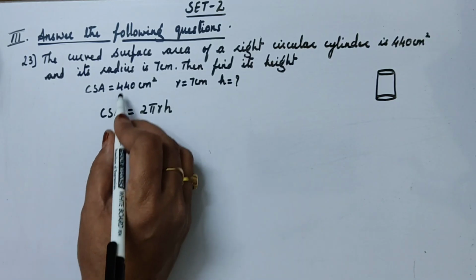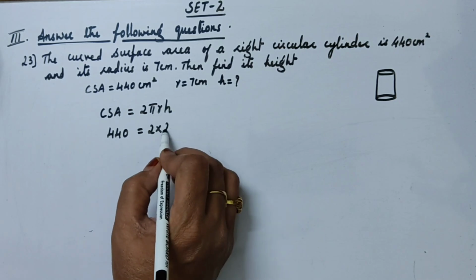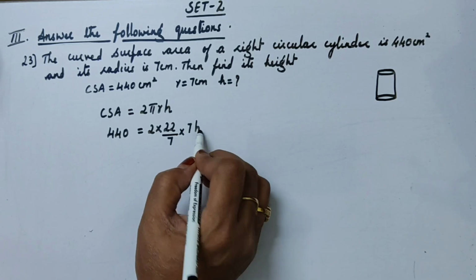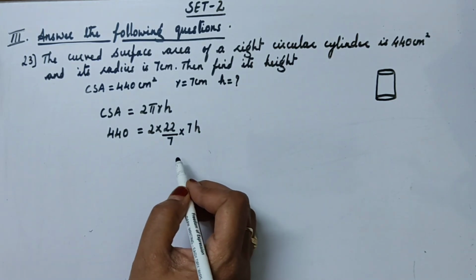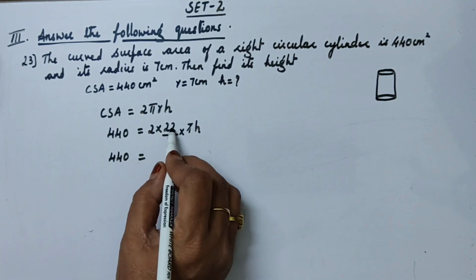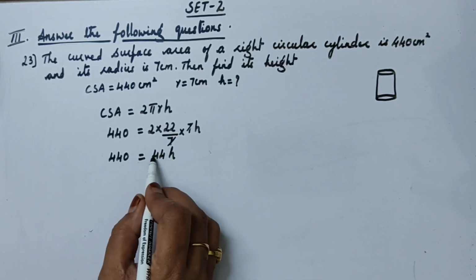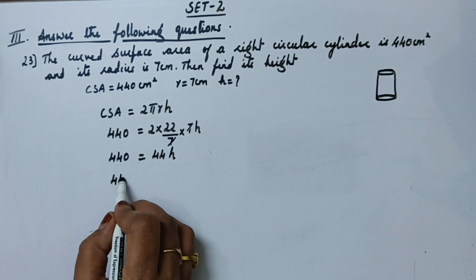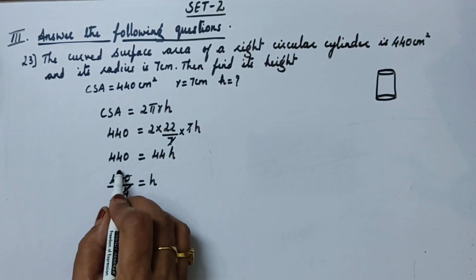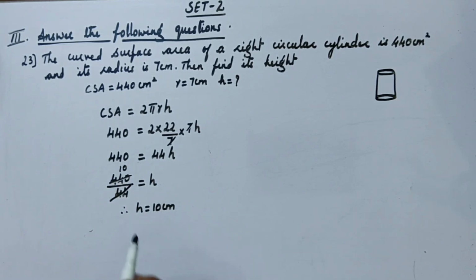Curved surface area is 440 equals 2 into pi value 22 upon 7, radius r is 7, into height, because we need to find the height, students. 7 cancels. Now 440 equals 22 into 2 is 44 into h. Let me take this 44 down. 440 upon 44 equals h. 44 ones are 44, 44 tens are 440. Therefore, h equals 10 centimeters. I hope this is clear.